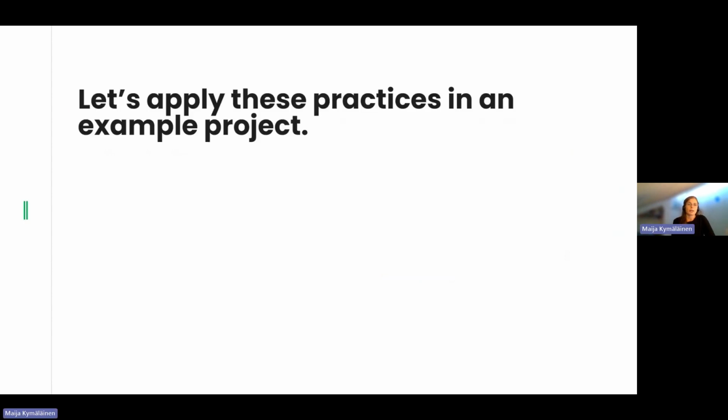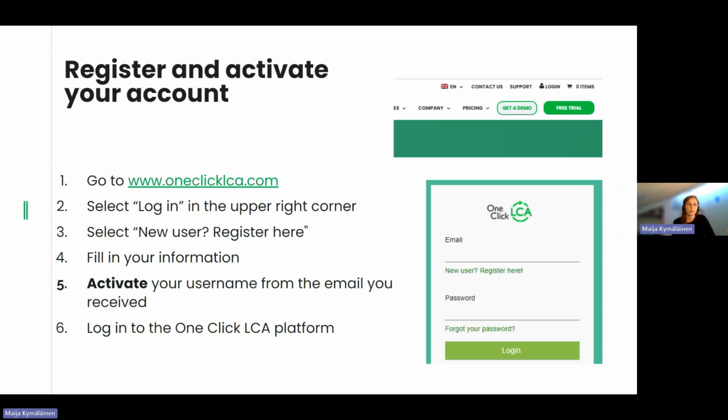But then if we start applying these practices in an example project, before we jump into the software, I just remind you how to get access to OneClick LCA. Remember to register and activate your account. What you would need to do is go to oneclicklca.com. It says login here, so you just click that one. If you don't have an account yet, click new user, register here, and then fill in your information. Remember to activate the user account from the email that you receive, and then you can log into the OneClick LCA platform.